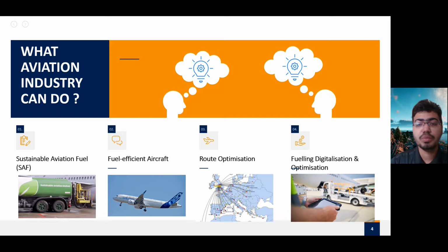The third one is route optimization. Choosing the aircraft for various routes relies on many factors, including the length of the flight, the average number of passengers, and typical weather conditions. Improving air traffic control procedures to enable aircraft to fly the most fuel-efficient flight profile can be an important factor in reducing carbon emissions. And the last one is fuel digitization and optimization.